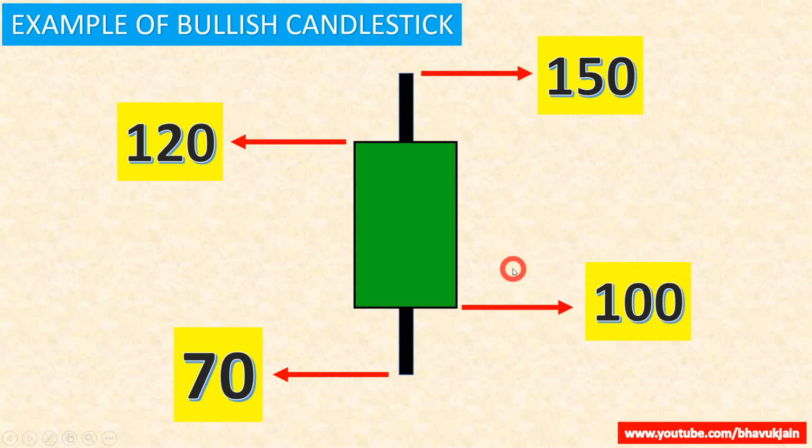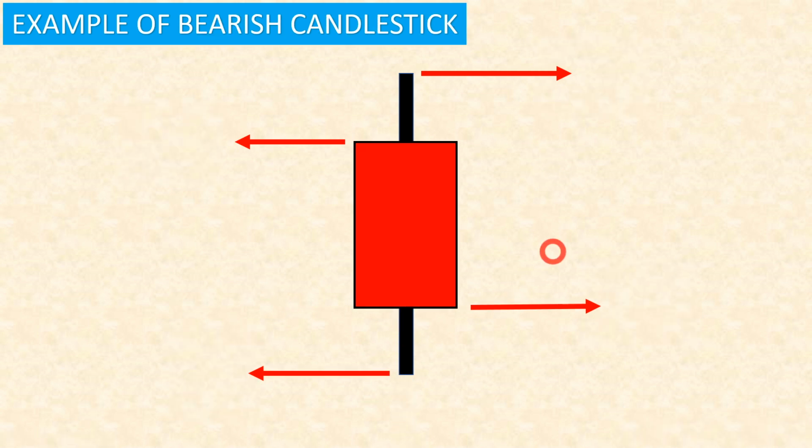During the day it also went as high as 150, but the bears took charge and pushed it down, so it closed at 120. And here the bears took major charge when they pushed it to rupees 70, but the bulls then came into power and pushed it back to 120. This is how a bullish candlestick is made. Now we will see how a bearish candle is made. A bearish candle opens at 120, for example.